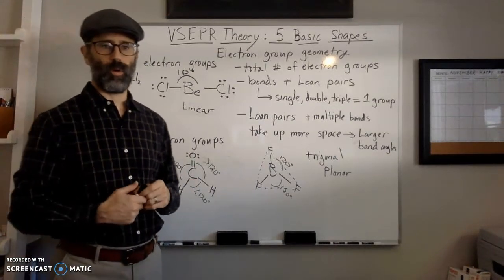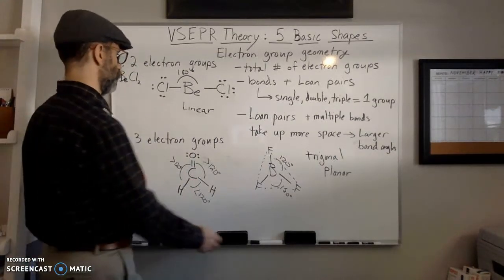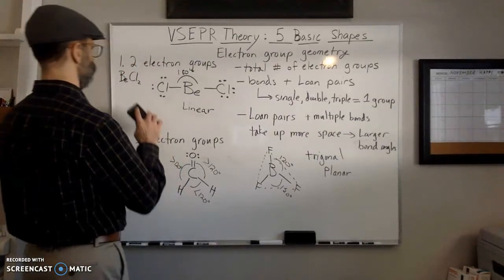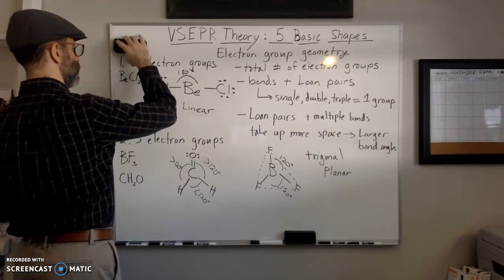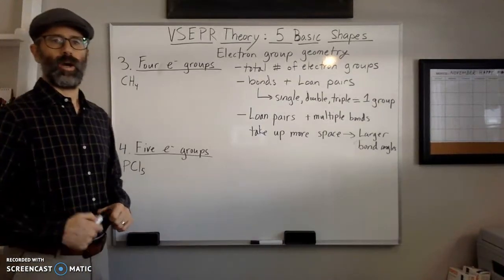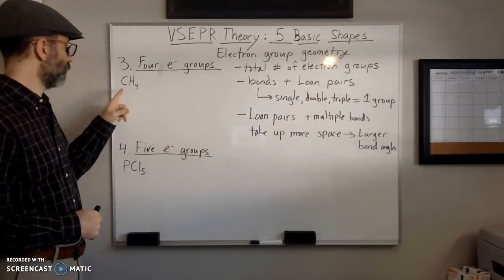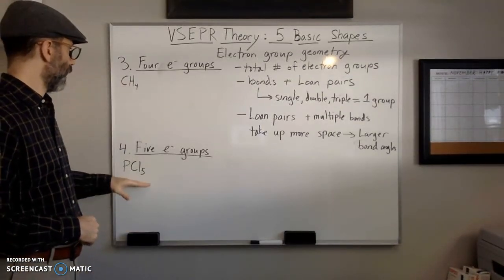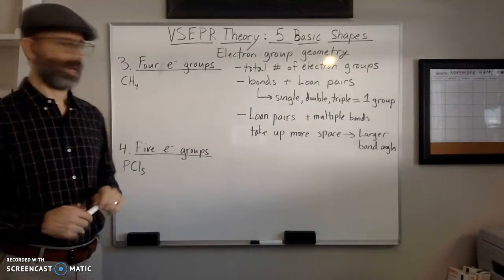What if you have 4 electron groups? Okay, so if we do 4 electron groups, let me erase this. So welcome back. Now I'm going to go over 4 and 5 electron group shapes.